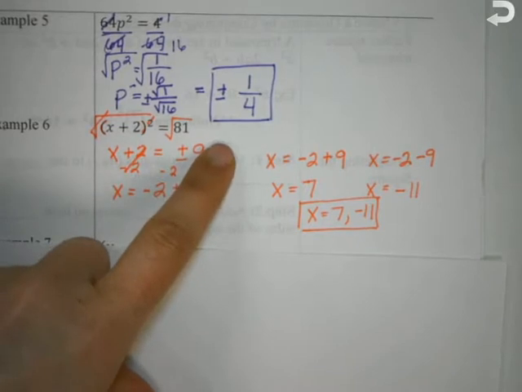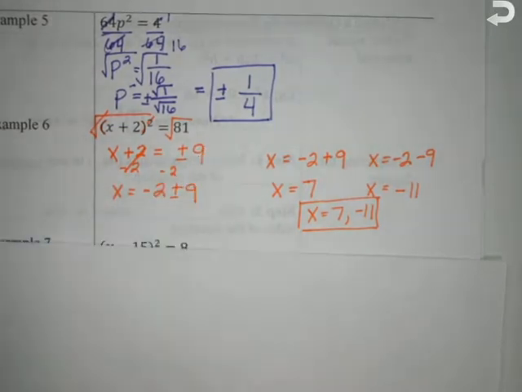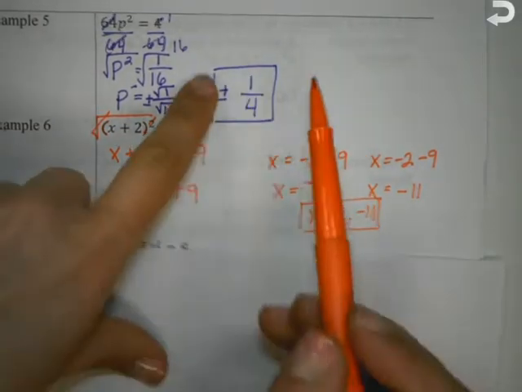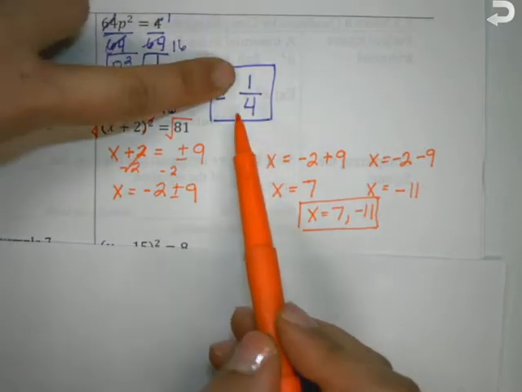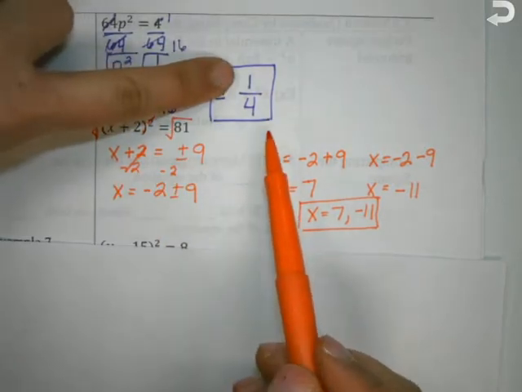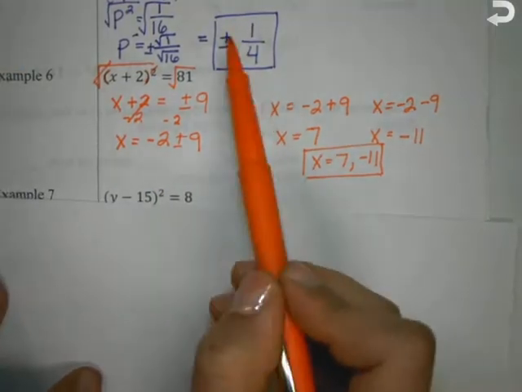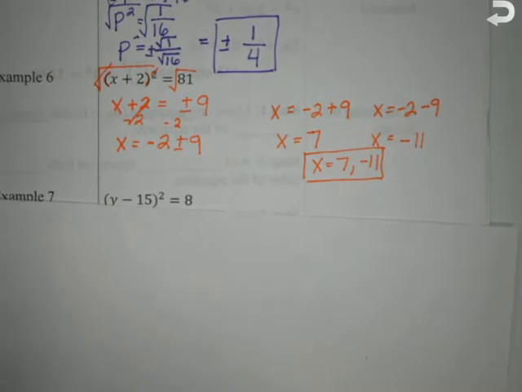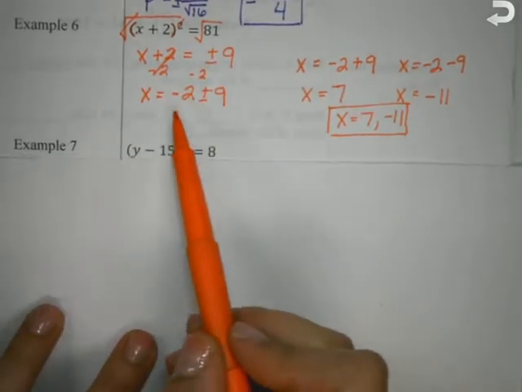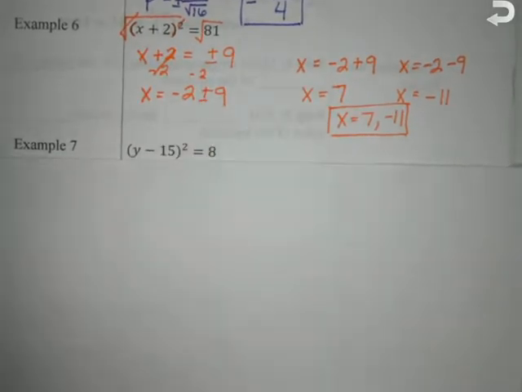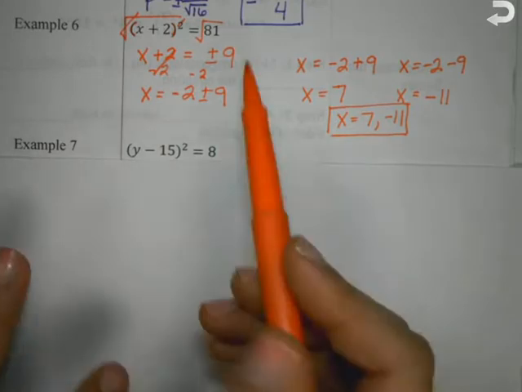Positive 1/4 and negative 1/4. But because they're the same, we only have to write it as plus or minus. When we got x equals negative 2 plus or minus 9, we could actually carry that further, so we split it up into two equations. Does that make sense? A little bit?